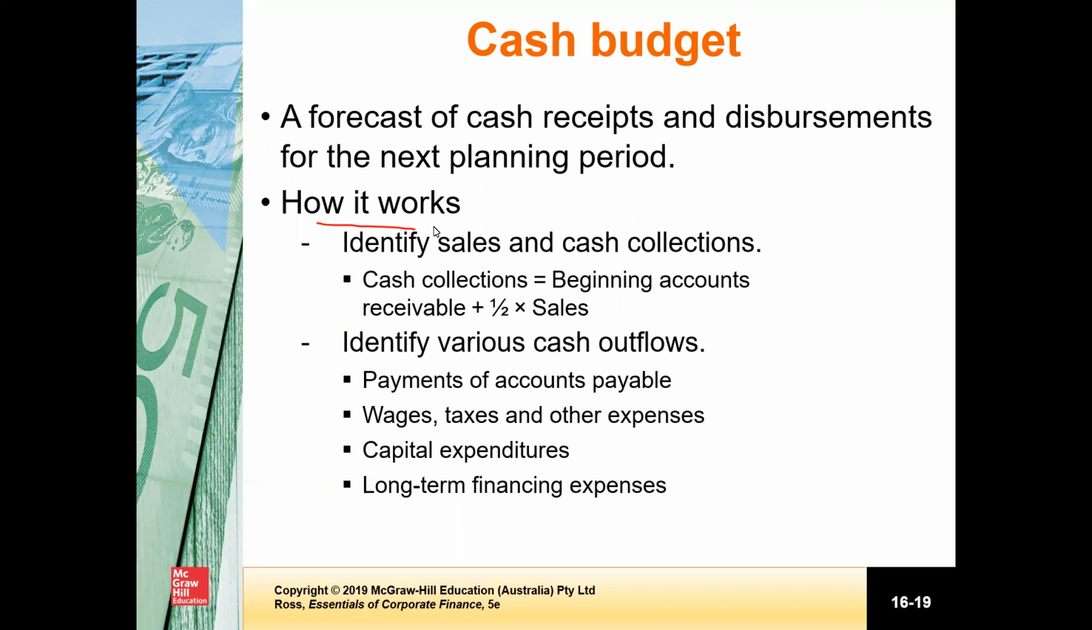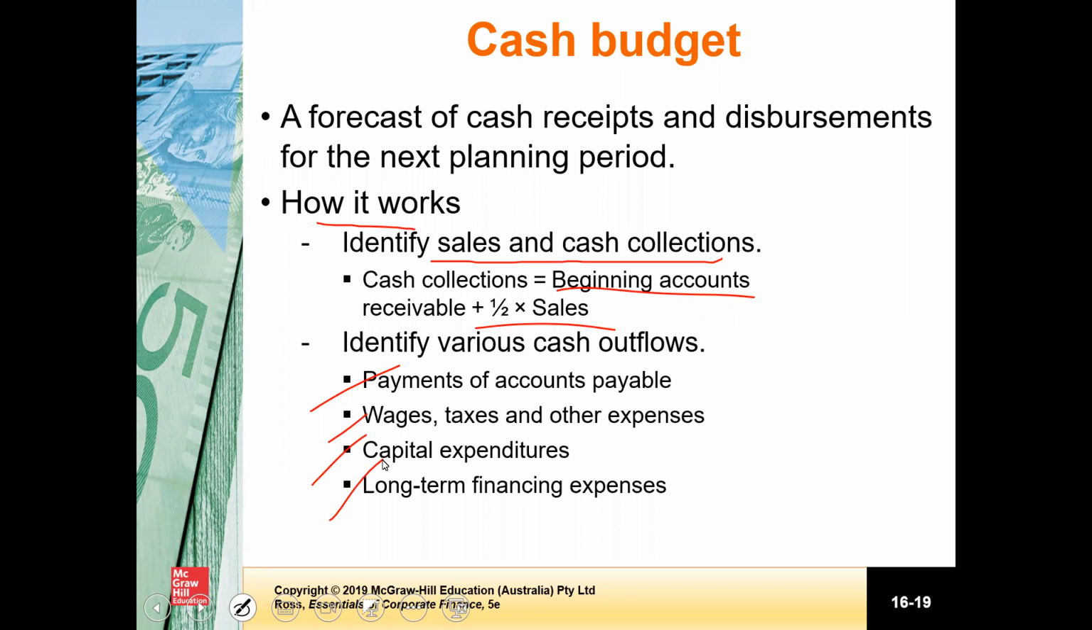So first of all, to prepare a cash budget, we identify sales and cash collection. Okay. And you can see a formula for cash collection is the beginning account receivable plus half into sales. And then we identify the cash outflows. Okay, you can see that there are several cash outflows. For example, the payments of accounts payable. These are the payments for goods and services rendered by suppliers, such as raw materials. Generally, these payments will be made sometimes after purchase.